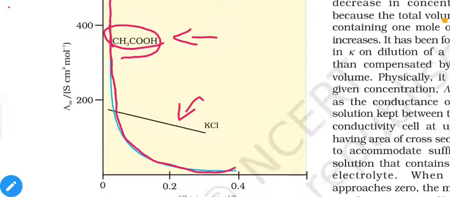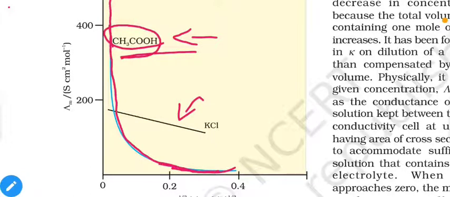So first of all, what is going on with the weak electrolyte in this graph? Initially, as we can see, a very minor number of ions will be produced because this is a weak electrolyte. That means they will produce very few ions inside the solution. So initially, because of so few ions, there is not much change, but still we can notice conductivity is increasing with dilution.